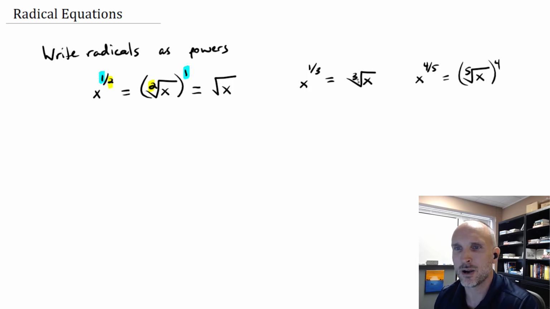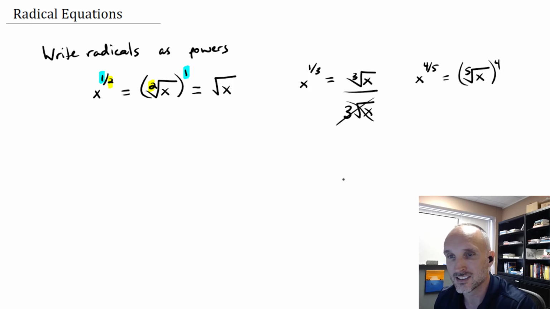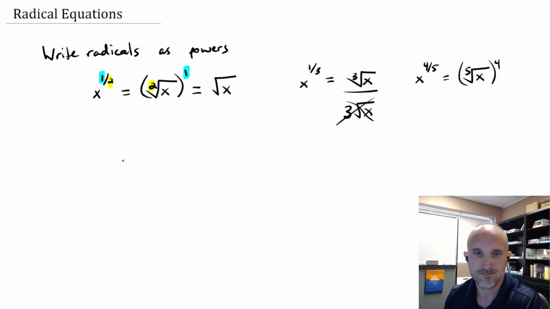And I want to caution you about writing your roots. This middle guy is called a cube root of x. It's not the third square root. It's not a square root at all. It's a cube root of x. And you don't want to write it like this, because this means 3 times the square root of x. So be cautious in how you read these and how you write them.